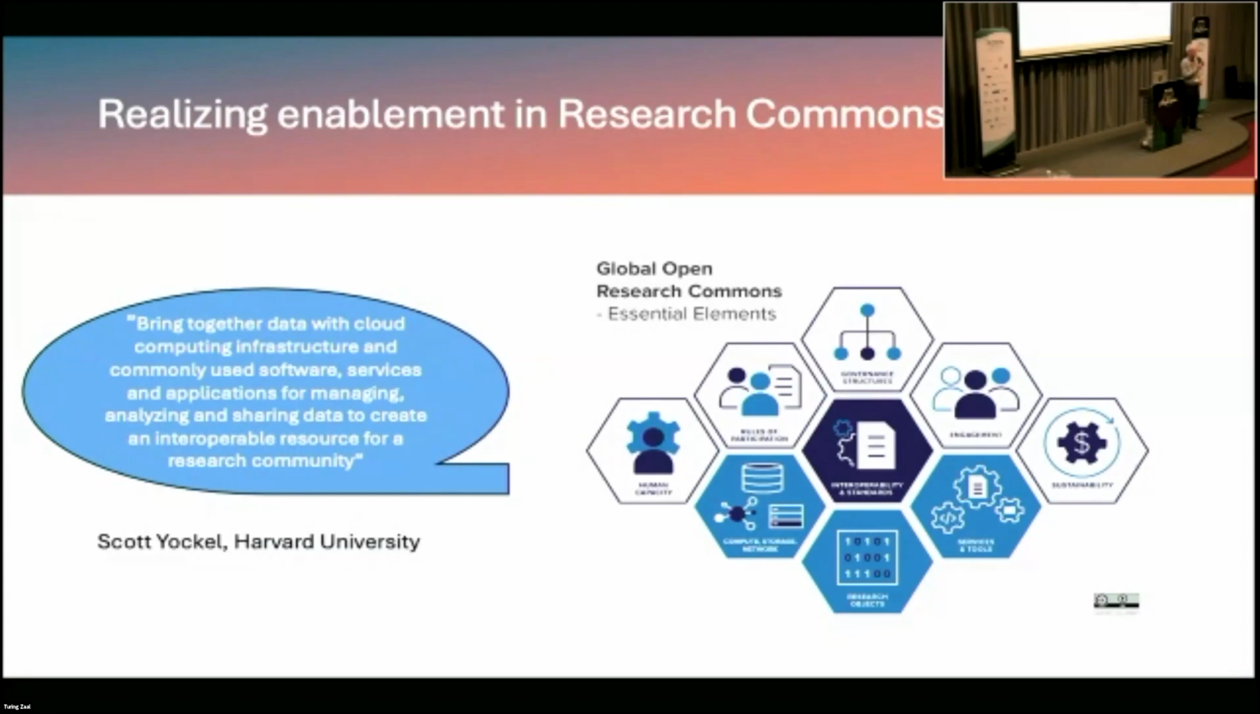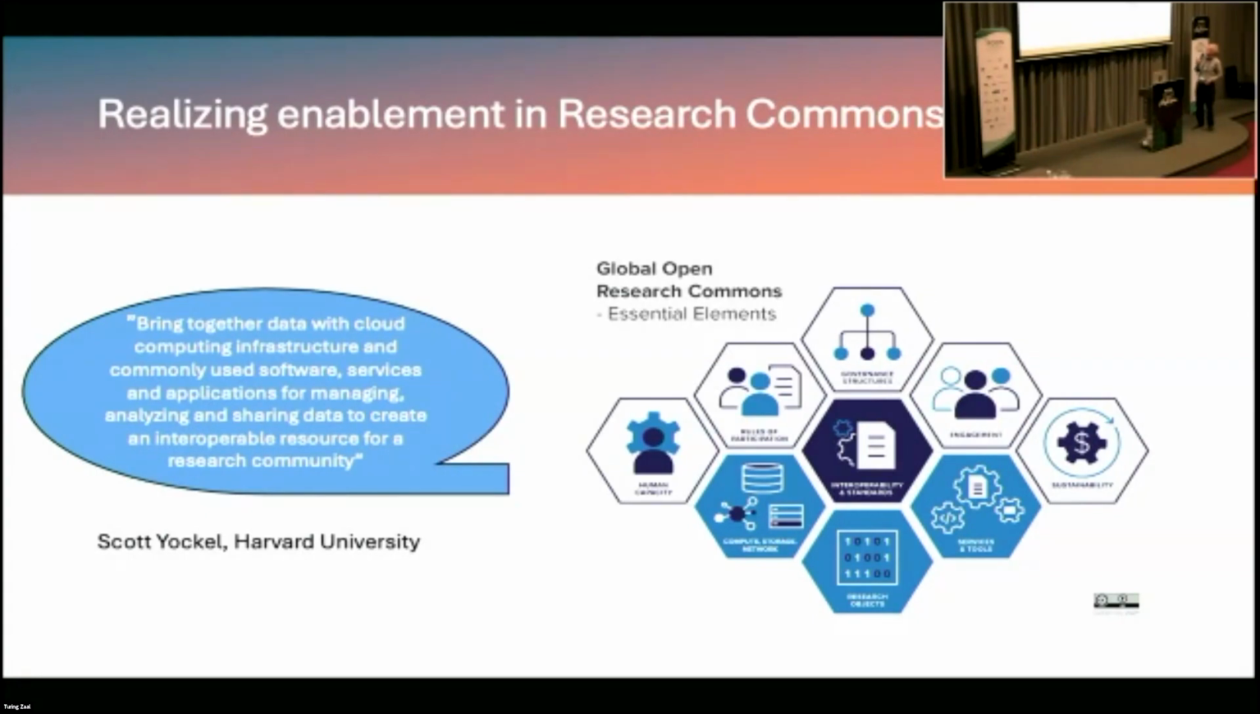the answer to the question of how you're going to make this work is in the context of research commons, which I think are becoming very important. There are lots of definitions of research commons. My favorite one, which I think is another way of articulating what Ander just described, is Scott Yokel at Harvard University, who says a research commons brings together data with cloud computing infrastructure and commonly used software, services, and applications for managing, analyzing, and sharing data to create an interoperable, and I think that's an important word, resource for a research community.